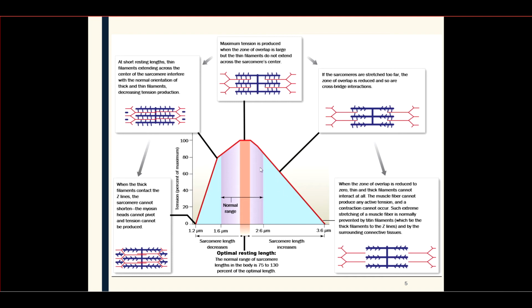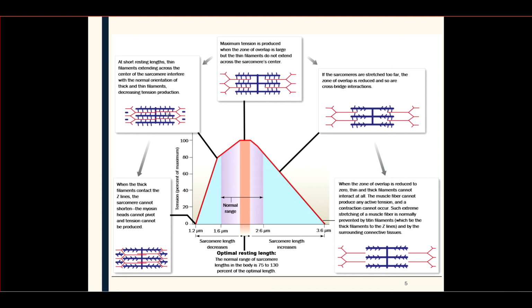Let's go to the other side. Okay, so again, always use this as your reference. Here's the optimal length, but this time, watch this. The sarcomere is going to start in a shortened position, which means it is already somewhat in a contracted state. Look at the Z line on the right to the Z line on the left. This sarcomere is shorter than the optimal. So that means we have a greater zone of overlap.